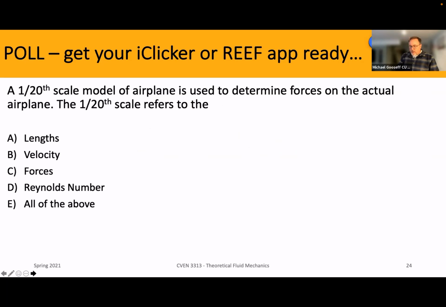All right. A 1/20th scale model of an airplane is used to determine forces on the actual airplane. The 1/20th scale refers to what? Lengths, velocity, forces, or Reynolds number, or none of the above. So go ahead and get your responses in.